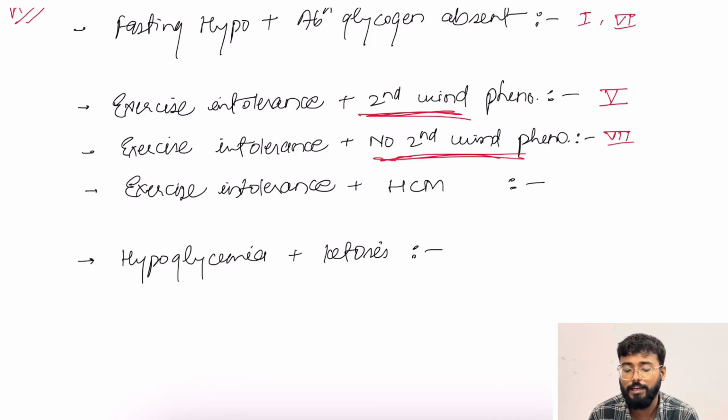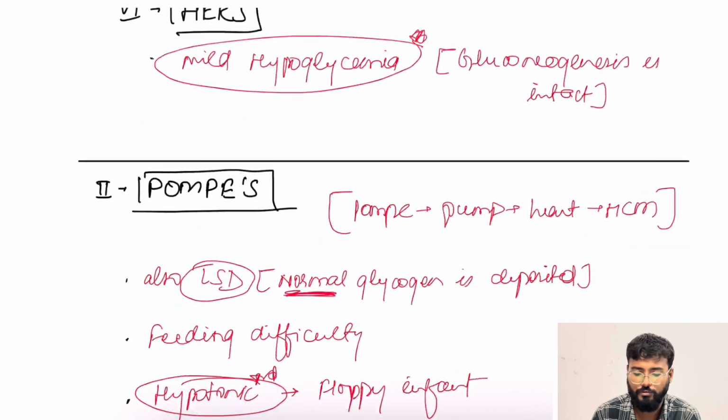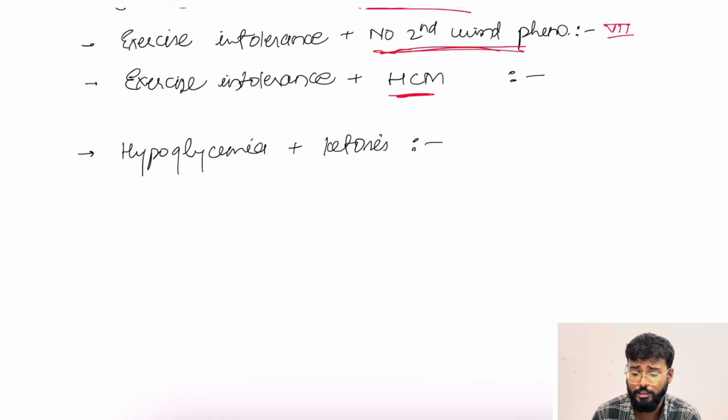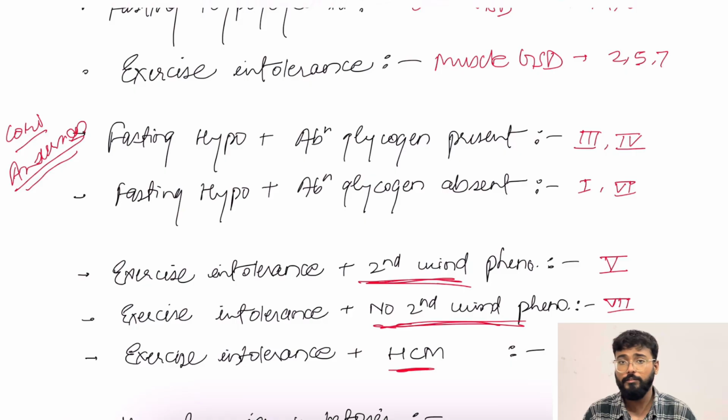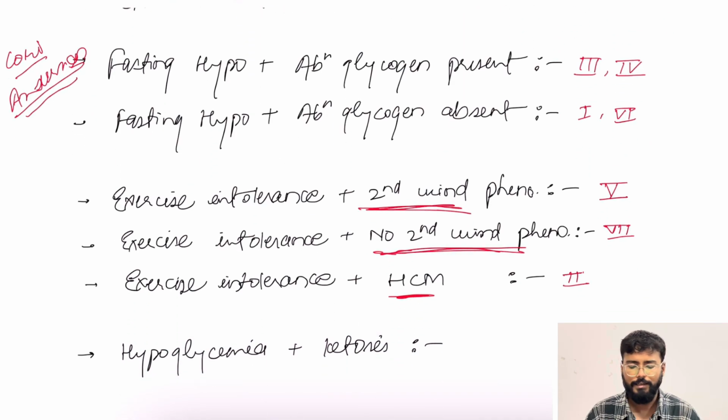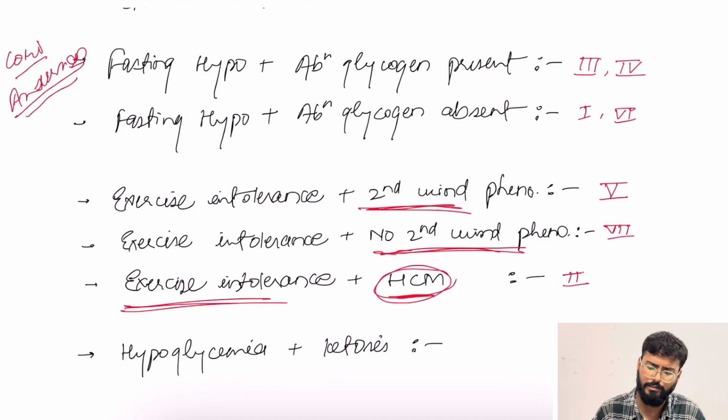And if it says exercise intolerance along with hypertrophic cardiomyopathy, you already know, this is the defining feature of Pompe's, that is your second type of GSD. So this is going to be your second type. So exercise intolerance, second wind phenomena, fifth. Exercise intolerance, no second wind phenomena, it is your seventh type. And if it says hypertrophic cardiomyopathy, you are going to mark the second one. You don't need exercise intolerance here, but whenever you see HCM, hypertrophic cardiomyopathy, you are going to mark the second one.